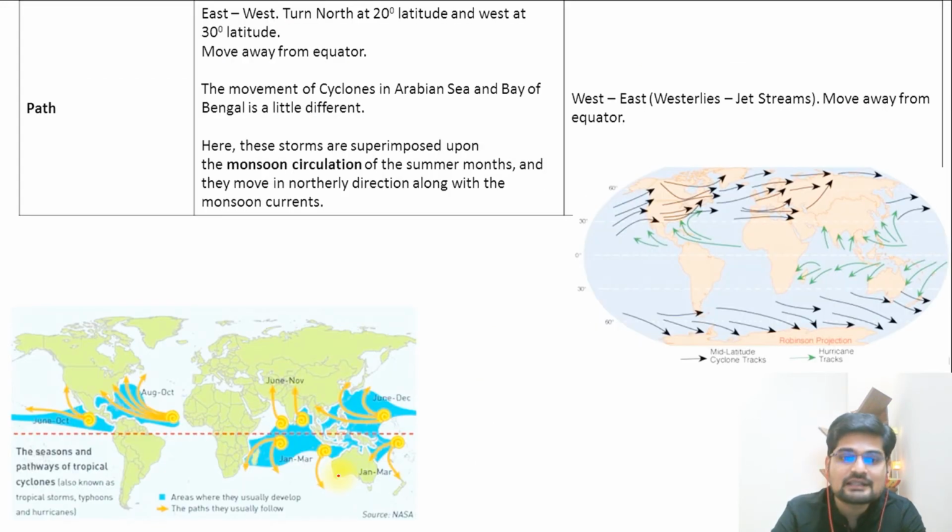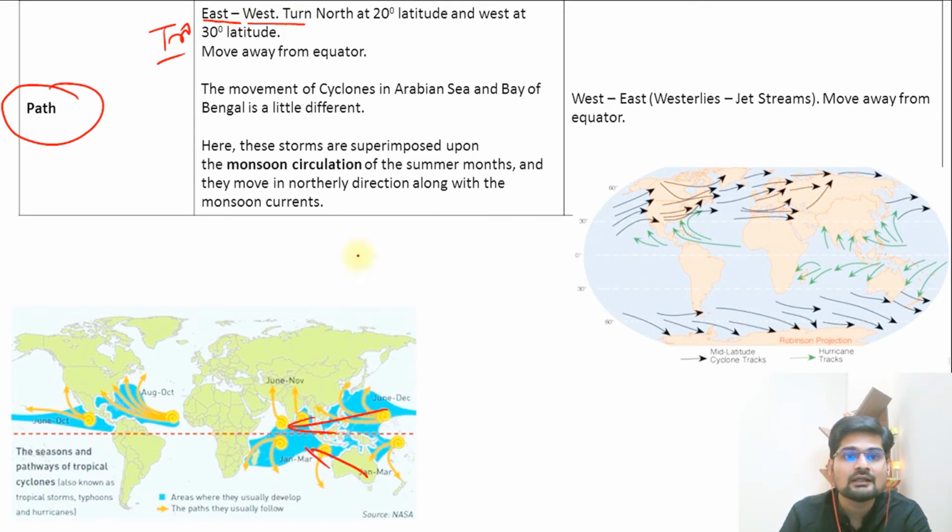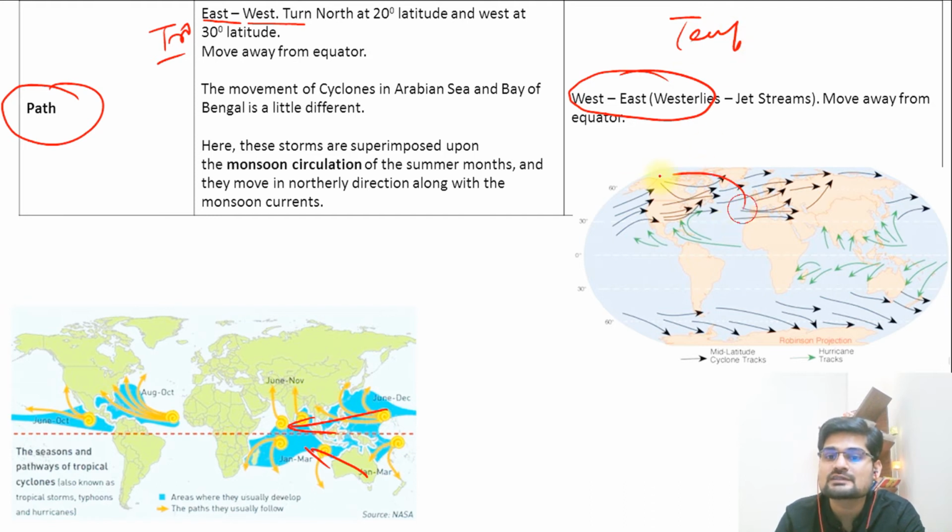And further, if you look at the path, the direction, this is where another comparison is. So tropical cyclone is basically east to west. Remember the trade wind direction, right? So it is east to west in both hemispheres, right? But the basic idea is that the temperate one is dominated by westerlies. So we know this is from west to east. So it is just the opposite of the tropical one in terms of direction.